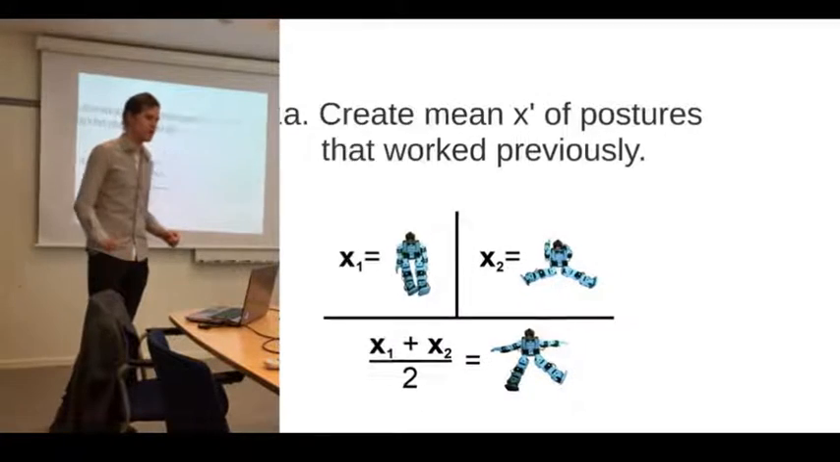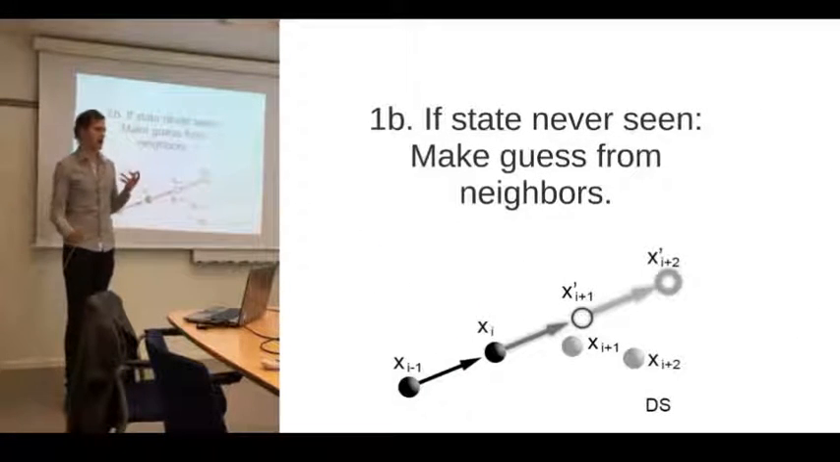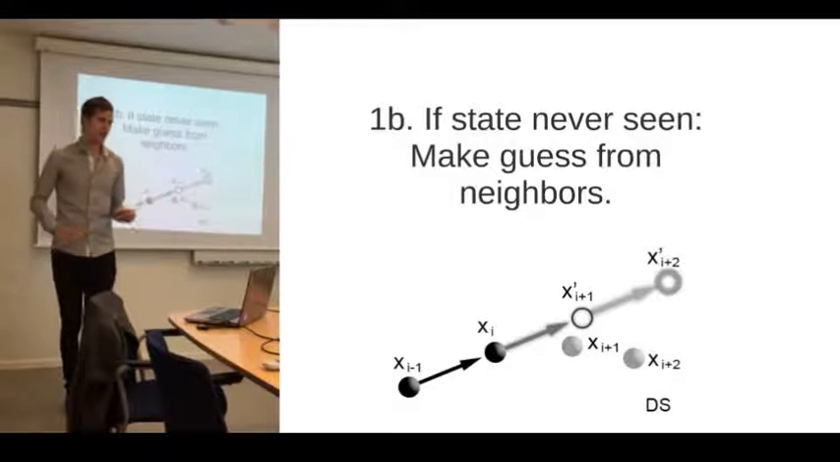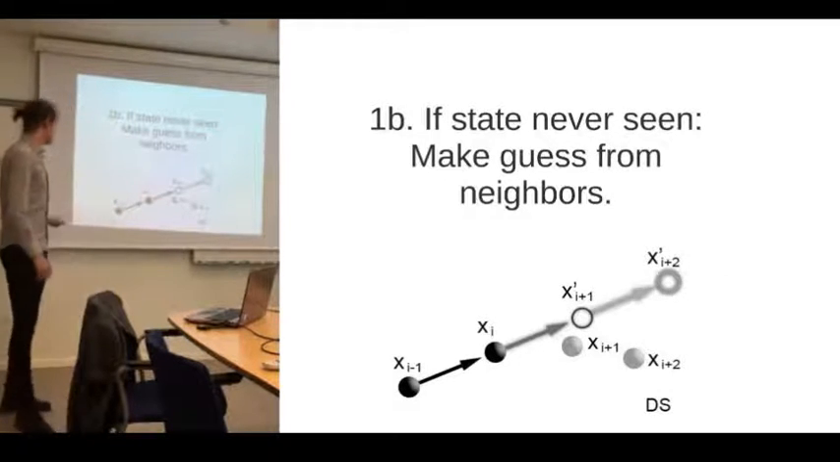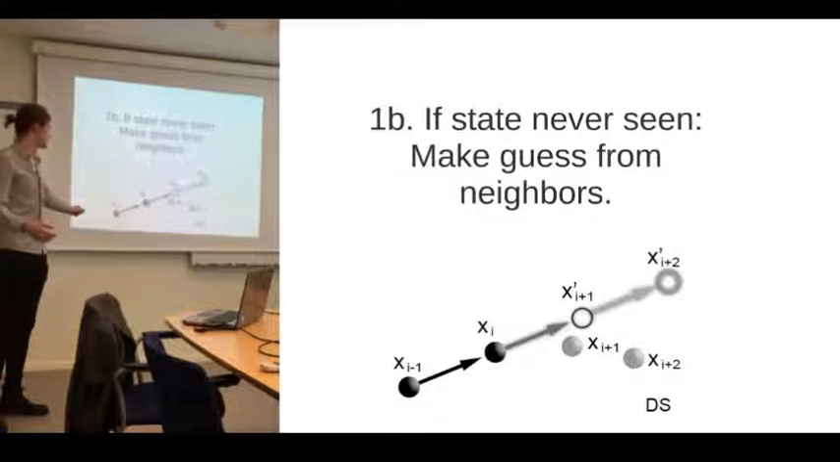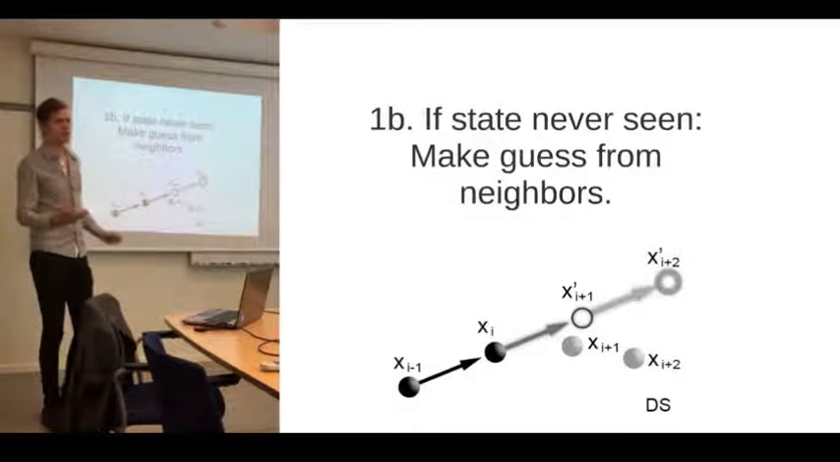But we have another case too. What if we have never seen that state before? What if we try to figure out how to move the body to reach some state that we haven't seen before? So let's say, for example, that this is the posture of having a 10 degrees angle. This is the posture of having a 20 degrees angle. And now we're searching for a 30 degrees angle. We have never seen that. So where should we look?